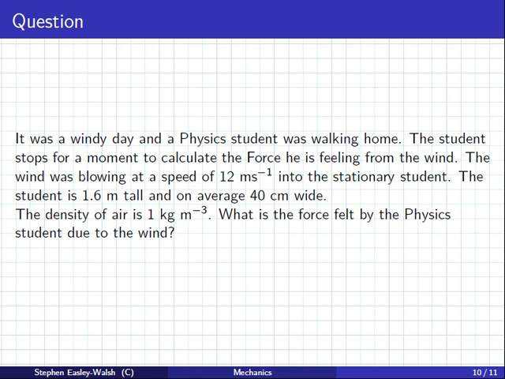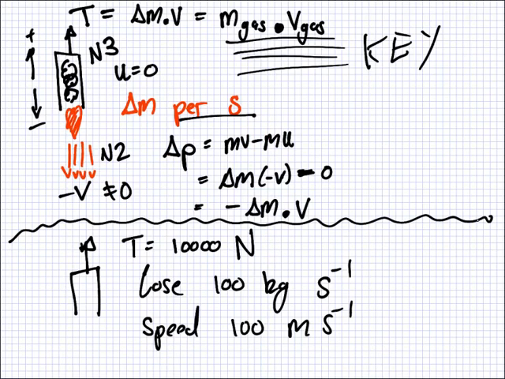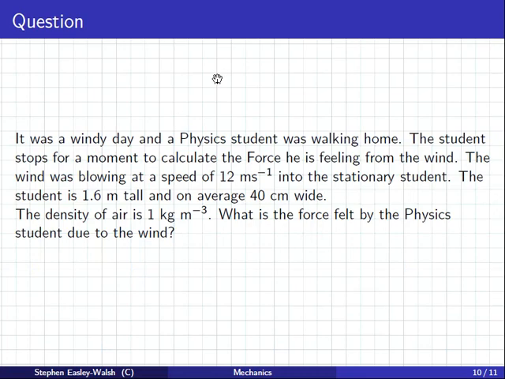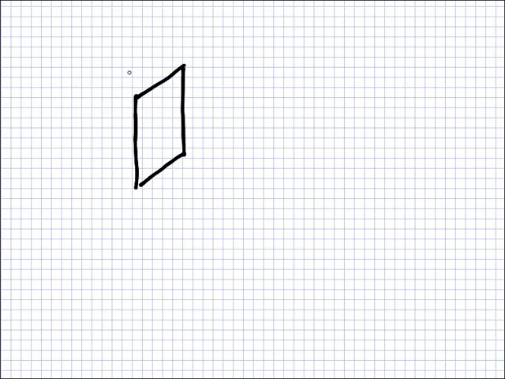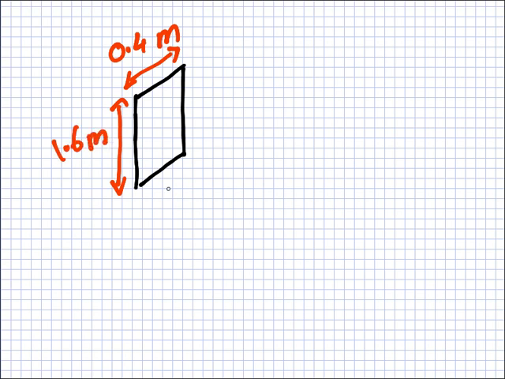Let me draw that for you. We'll work at it together. So this is the problem. Here is your physics student. Now I know it looks like a rectangle, but it's actually a physics student. Rectangles are easier to work with. So the physics student is 0.4 meters wide and 1.6 meters tall.